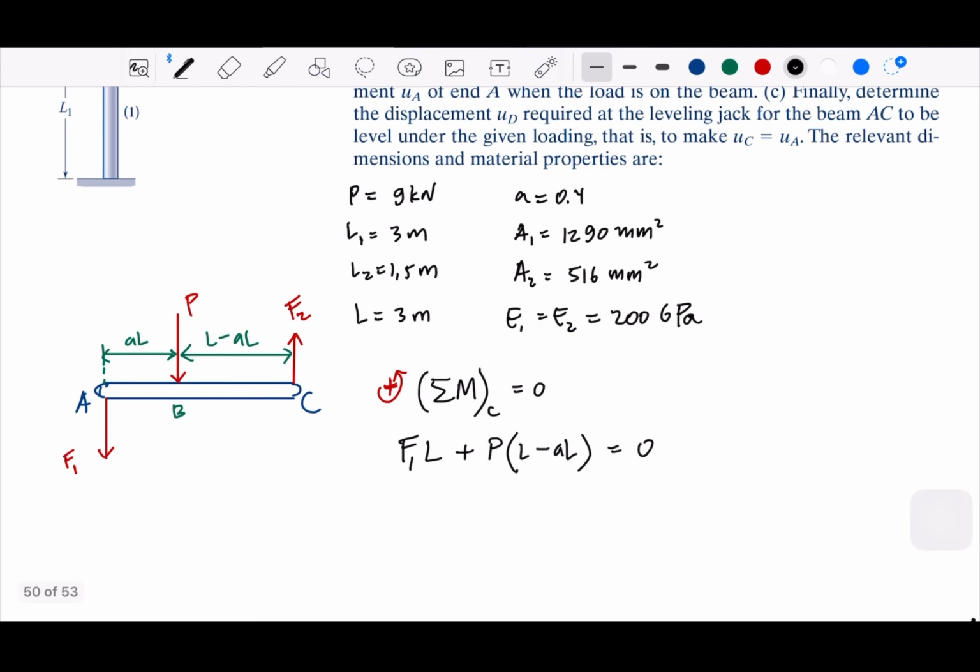Okay. Let me write first the moment for C and A. So let's move to another point. Let's take the sigma moment of A, and then take the same counterclockwise positive. At A we have P going here. It's going clockwise, so it's negative, and then going here, it's counterclockwise, so it's positive. So we have F2 L, because it's positive, and minus P AL, okay, that is equal to zero. So we have these two equations.